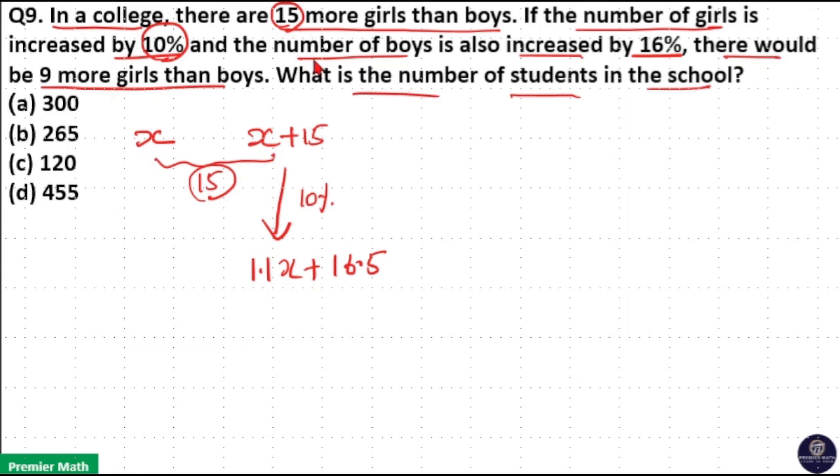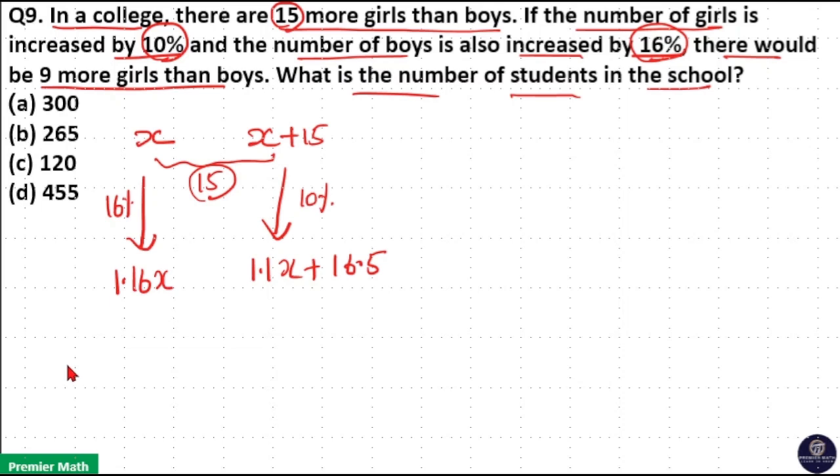Now, number of boys also increased by 16%. That is, x is increased by 16%. Initially, there are 100% boys. Finally, it is increased by 16%, it will become 116%. That is 116 by 100. So, it is equal to 1.16. So, write it 1.16x. So, x is increased to 1.16x.